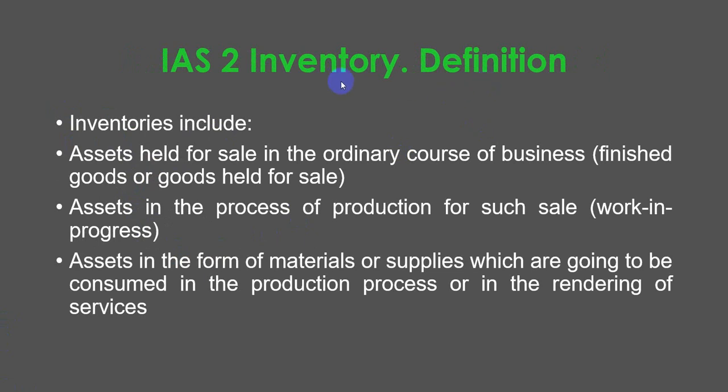Definition of inventory. Inventories include assets held for sale in the ordinary course of business, that's finished goods or goods held for sale. Assets in the process of production for such sale, that's work in progress. Assets in the form of materials or supplies which are going to be consumed in the production process or in the rendering of services.